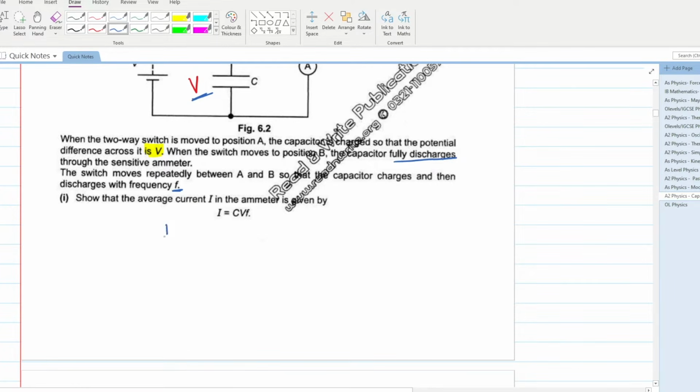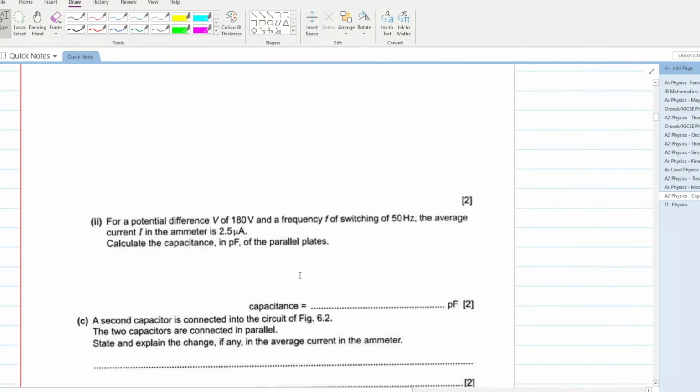Okay, बेटा, करंट की क्या फॉर्मूला होता था? Q divided by T. Q को हम किससे रिप्लेस कर सकते हैं? Since it is a capacitor, CV से. And 1 divided by T किसके इक्वल होता है? 1 divided by T is equal to your frequency. So what can we write here? CV into your frequency f. Hence we have proved this. चलो, let's further move ahead.